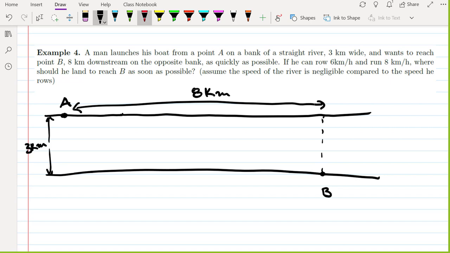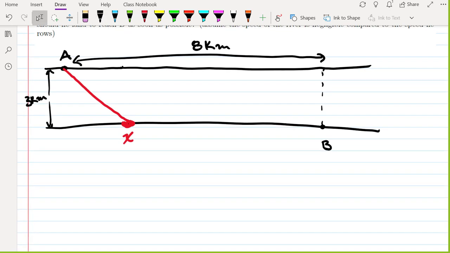So the idea then is the guy is going to hop in his boat, and he's going to row to some point on the opposite side, and then he's going to run from that point to point B. All right, so let's see if we can figure out what our objective is.